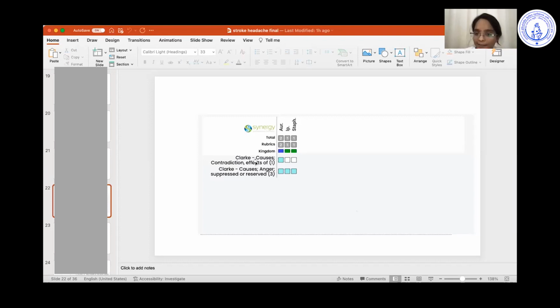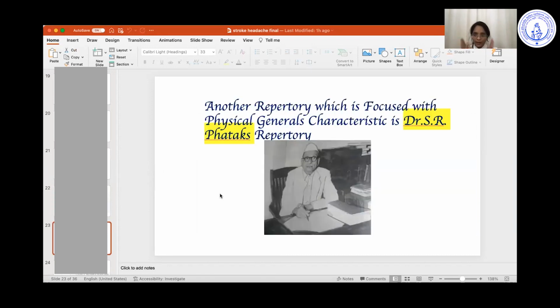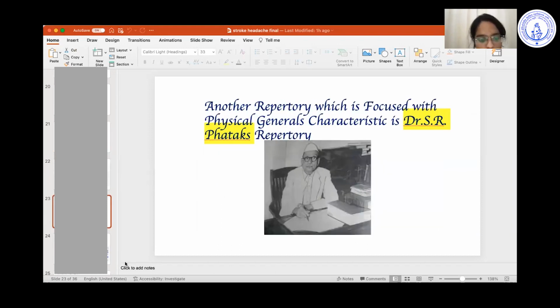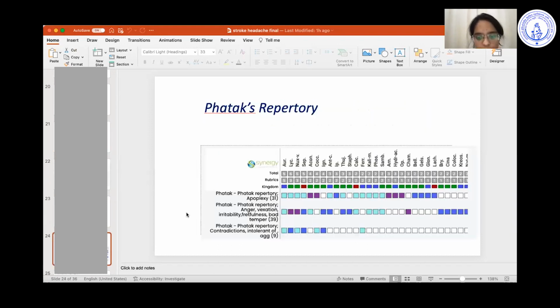But we'll not stop at this, because we were more focused on the general things. And the 2 repertories which talk very well about the generals are John Henry Clarke repertory, and second, Phatak repertory. When you go into the Phatak repertory, you'll try to analyze it with all the aspects. It's not just the 2 symptoms taken by the Clarke repertory. So in the Phatak repertory, I'll show you. Apoplexy is the first rubric that has caused this. The second rubric is anger, vexation, irritability, temper, and third is contradiction.